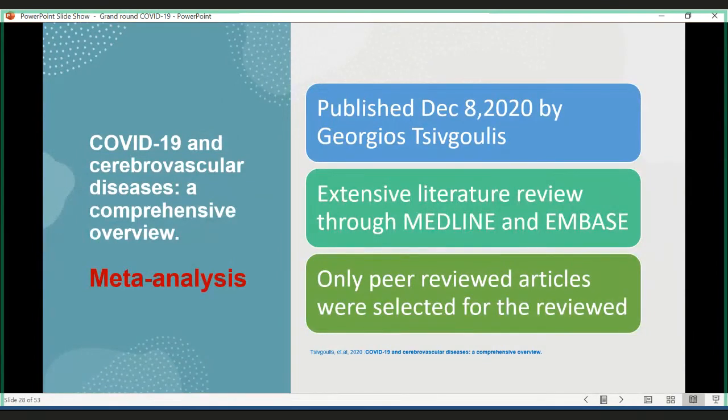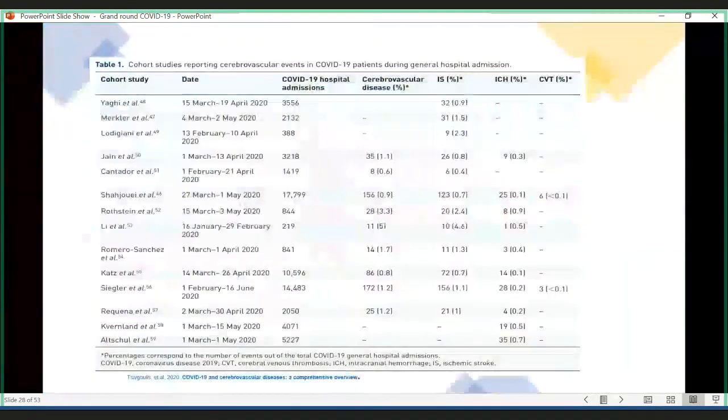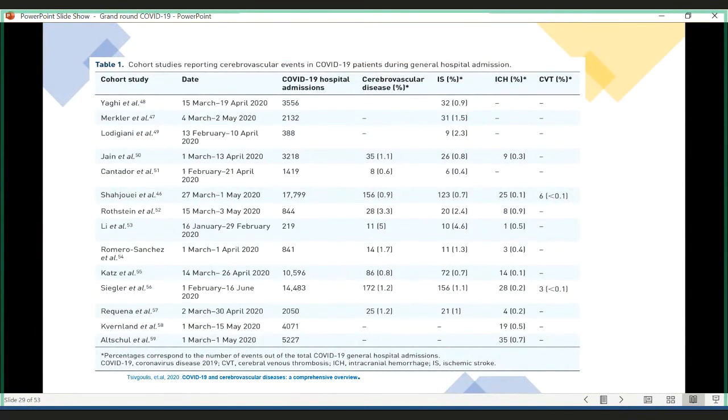Another meta-analysis has been done to associate stroke with COVID-19. It is a very large study including more than 65,000 patients. It has been done through extensive literature review through Medline and Embase. And mainly this study was done on 14 other studies, mainly to identify the incidence of ischemic stroke in patients with COVID-19.